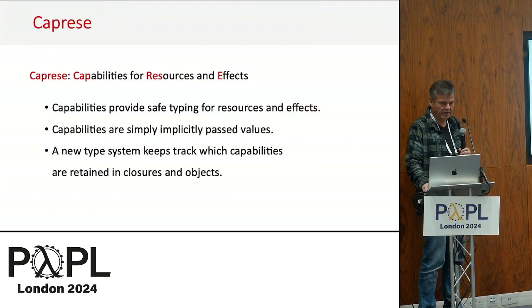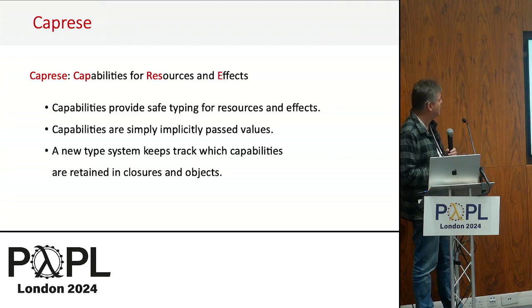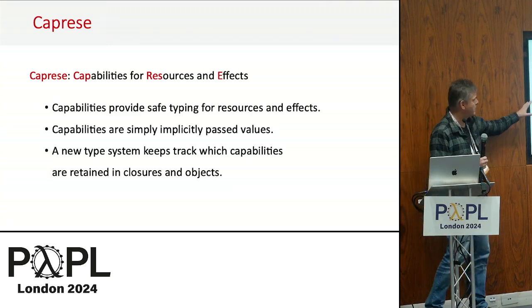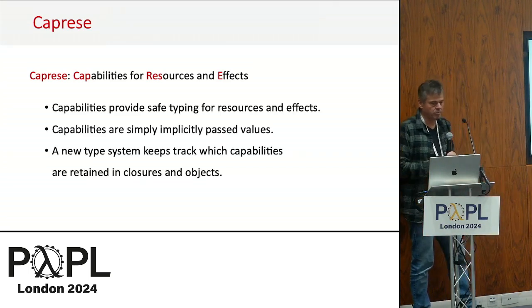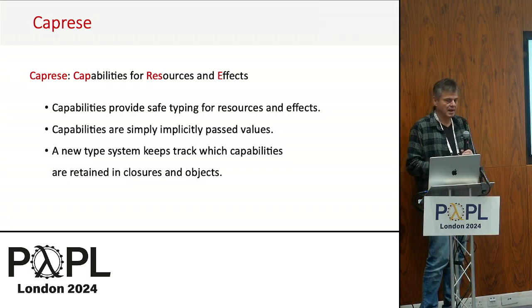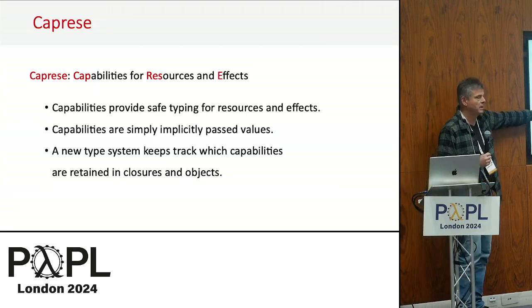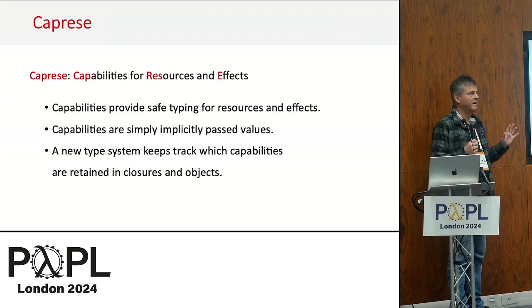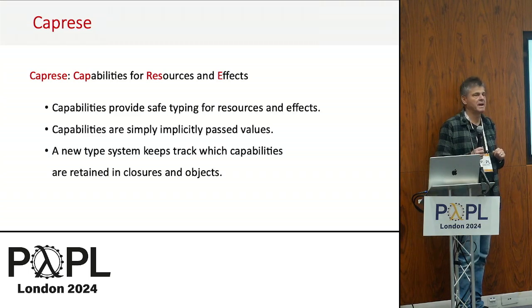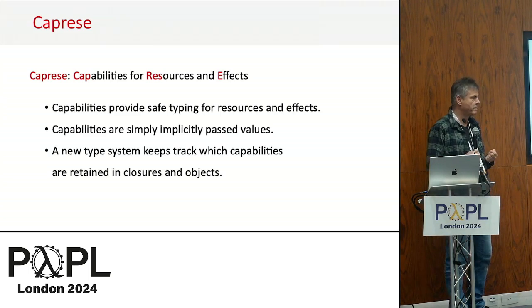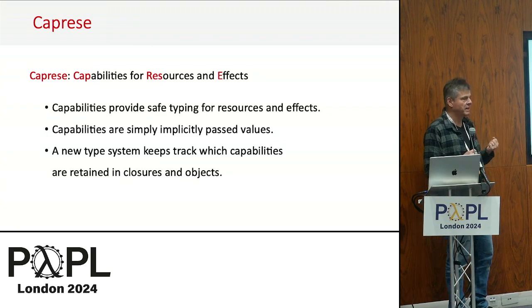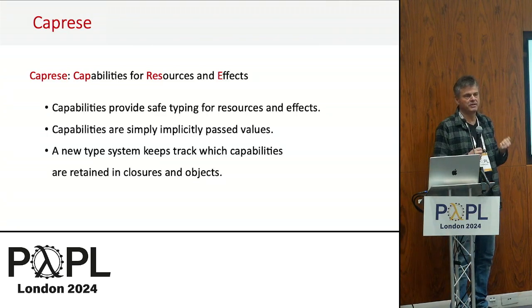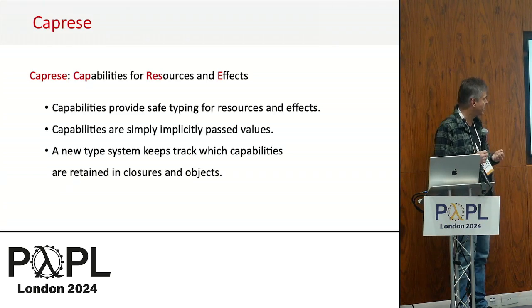So Capless is about capabilities for resources and effects. The claim is that capabilities provide safe typing for both resources and effects. For us, capabilities are simply implicitly scoped values. Capabilities are a very broad term. There are many type systems that have some capability components, but for us, capabilities are really capabilities in the object capability sense. They are values in your program that you pass around.